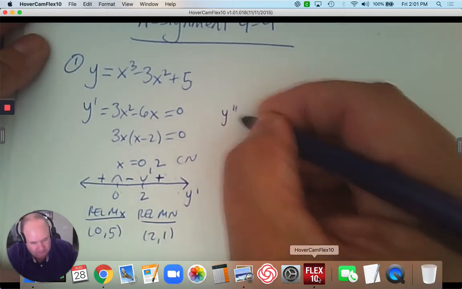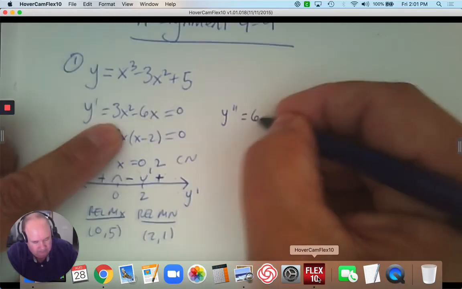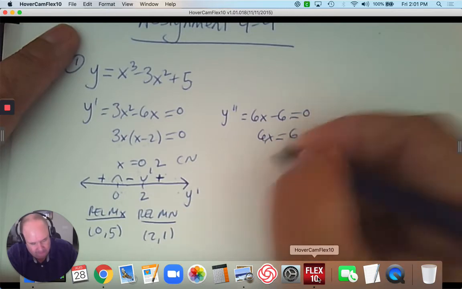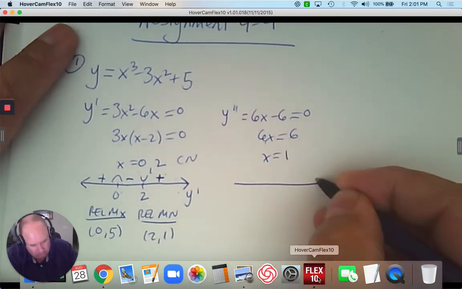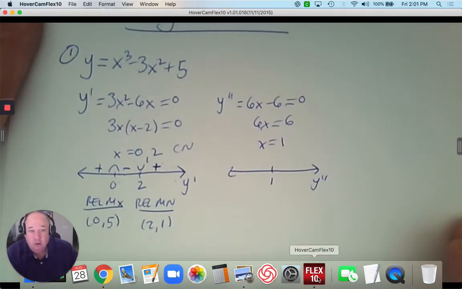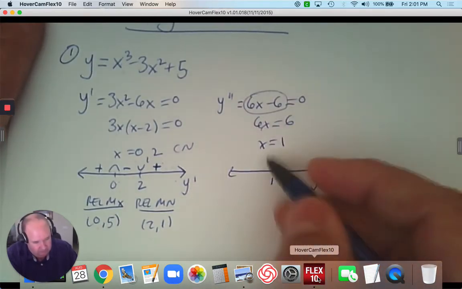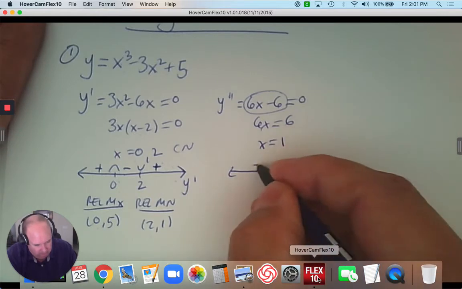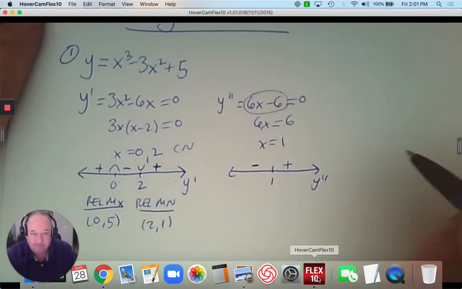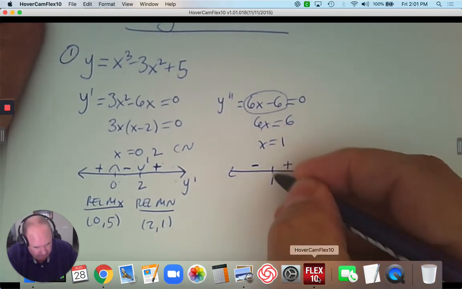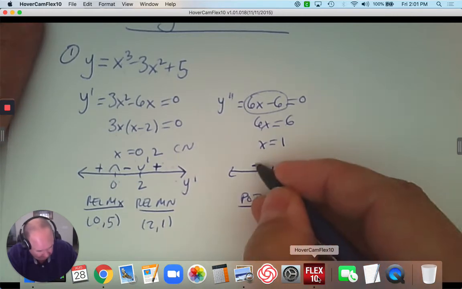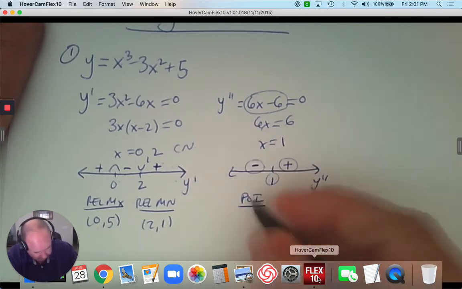Next, we're going to do the second derivative. That would be 6x minus 6 equal to 0. If I solve that, you get the answer 1. So there's only one critical number to check out. Into the second derivative, if you plug in a number less than 1, the answer is negative. If you plug in a number bigger than 1, the answer is positive. Because of the sign change, that creates a point of inflection. So the concavity goes from concave down to concave up.